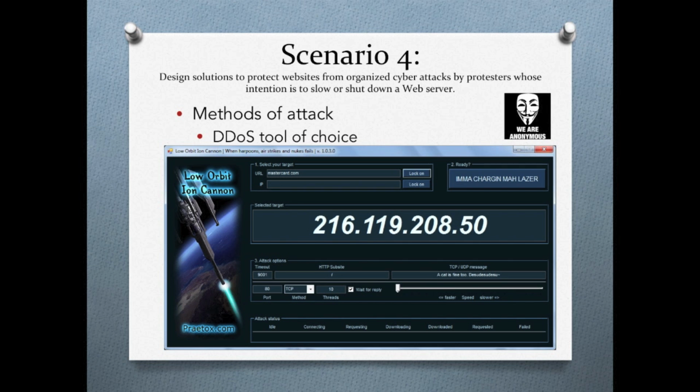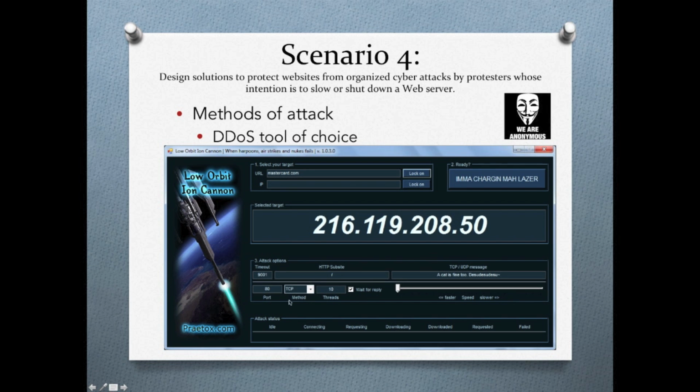So this one's called the Low Orbit Ion Cannon. It's a very simple tool. In fact, it's rather humorous if you start looking at some of the language and grammar in here. So this one, what we're pointing to is a URL, mastercard.com, and we lock on, it gives us this IP address, right? And then essentially we pop this kill button, which says, I'm a charging my laser. And you pop that, and what it does is it sends out non-stop traffic as much as it can with this information right here.